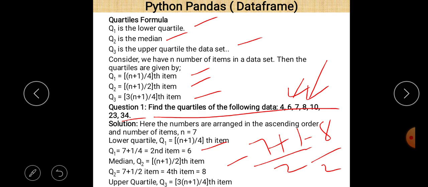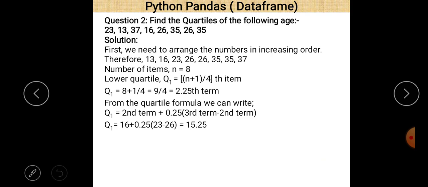Okay, and then the upper quartile. For the upper quartile, the formula is a little bit different: 3 times (n plus 1) divided by 4th term. N is equal to 7, so 7 plus 1 is equal to 8, so 3 into 8 divided by 4 means the 6th term, and you can easily see that the 6th term is 23, so the upper quartile is 23. So in this way we can easily find out the different quartiles.